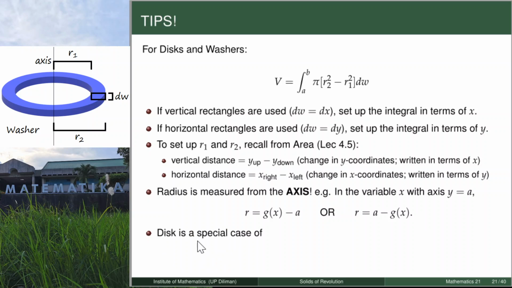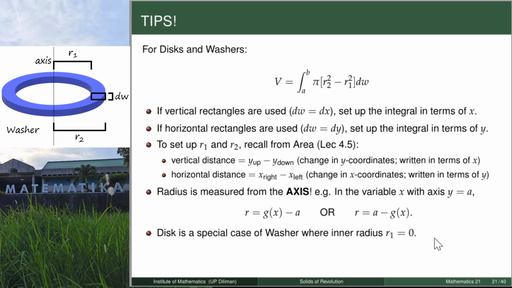Okay, next, the disk is actually just a special case of washers, okay, where the inner radius is 0. So can you imagine that? So remember, if the inner radius is 0, then that means that you don't have a hole. So walang butas. Kung walang butas, then you will just get a disk.